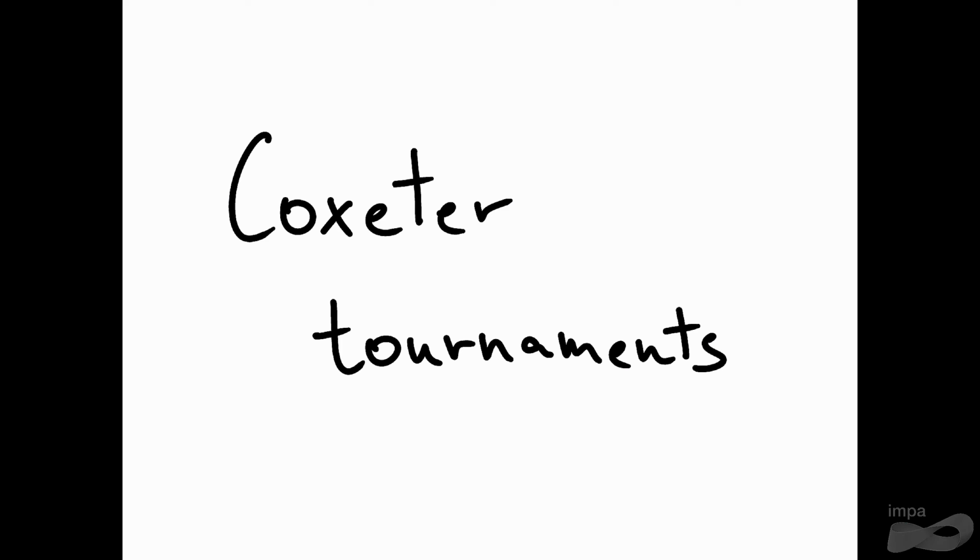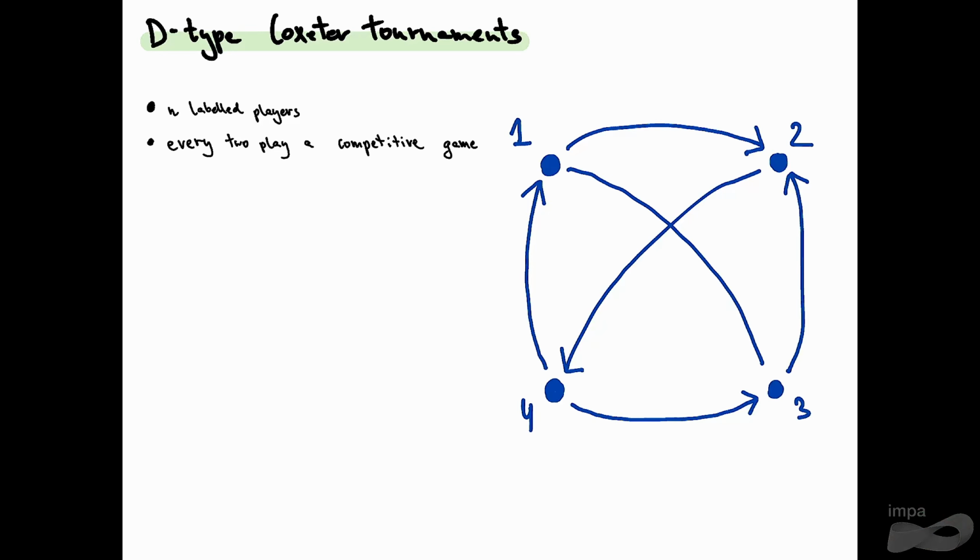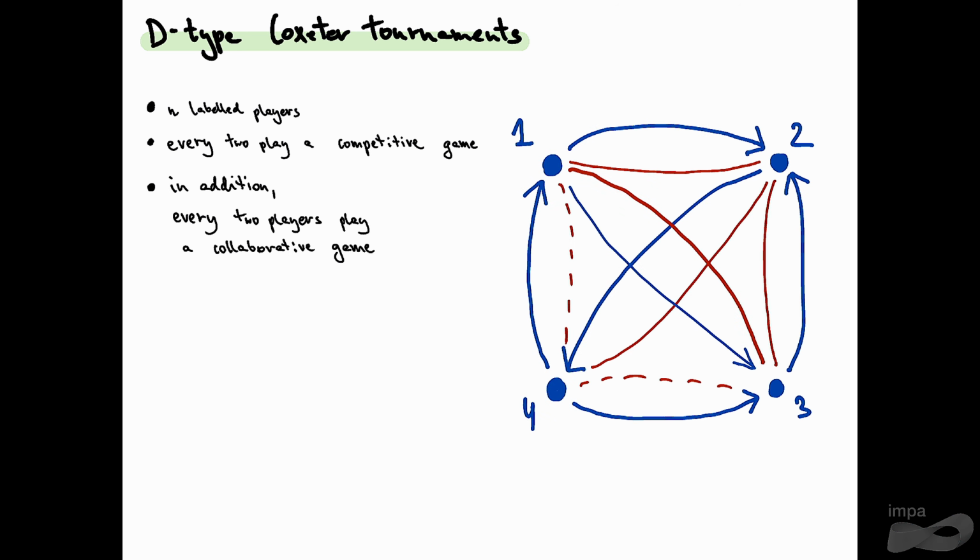And now I would like to tell you more about the generalization. Any questions so far? Good. Okay, so now how do I generalize the tournaments? Again, I will consider n labeled players, and every two play a competitive game. But now in addition, every two will play a collaborative game.